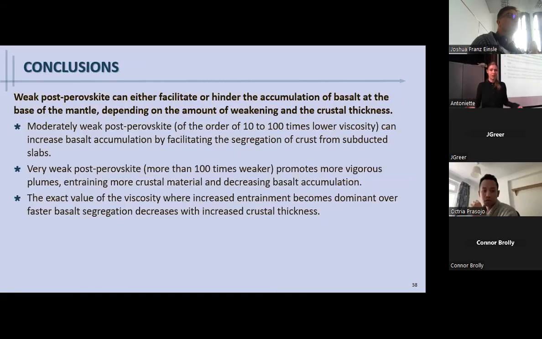So what we've learned is basically, if post-perovskite is weak, that can both facilitate or hinder the accumulation of basalt at the core-mantle boundary, and it depends on the viscosity of post-perovskite and the crustal thickness. If it's a little bit weak, then it just facilitates the separation of the basalt from the slab, and more basalt can accumulate. If it's really weak, it produces stronger plumes, and that entrains more basalt away from the core-mantle boundary, and then basalt can accumulate less. And where we go from one to the other depends on the crustal thickness.